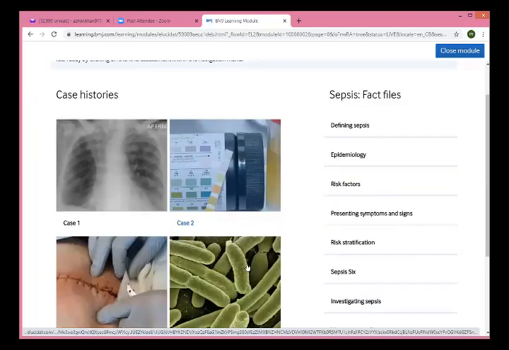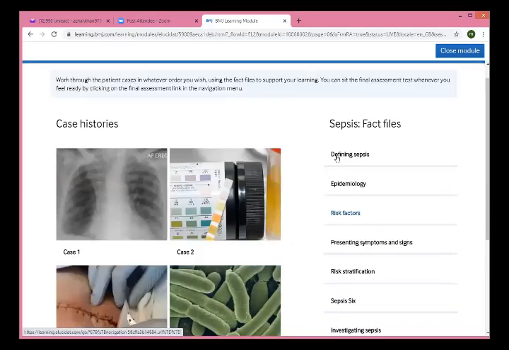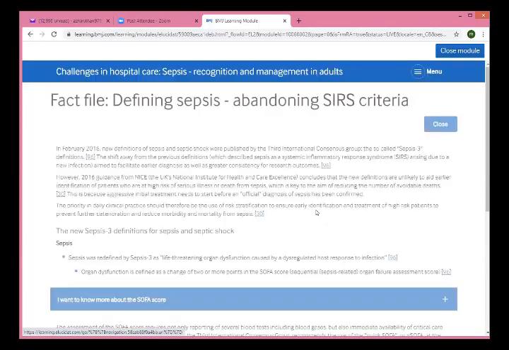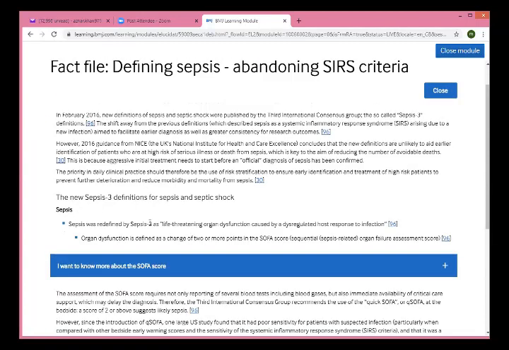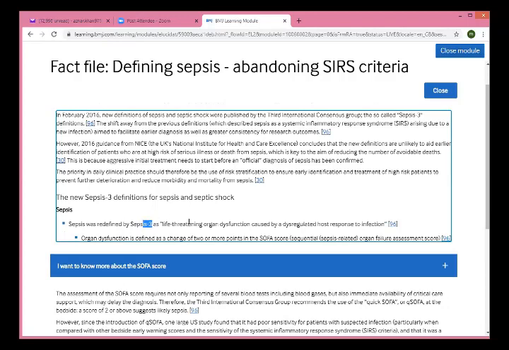So there are 4 cases. So let's define sepsis. Sepsis was redefined by Sepsis-3. Life-threatening organ dysfunction caused by dysregulated host response to infection.